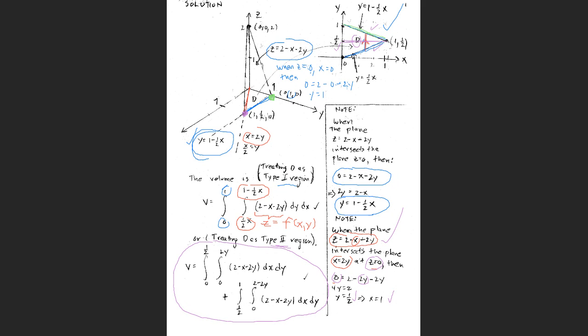So which do you want to do? Do you want to treat region D as a type 1 region, or as a type 2 region? Which is a better way to go, you think? Which volume do you want to compute, volume 1 or volume 2? Looks like volume 1 is better. And again, this is the kind of thing that you'll need to be able to figure out. So, okay, I'm going to do the type 1 region.